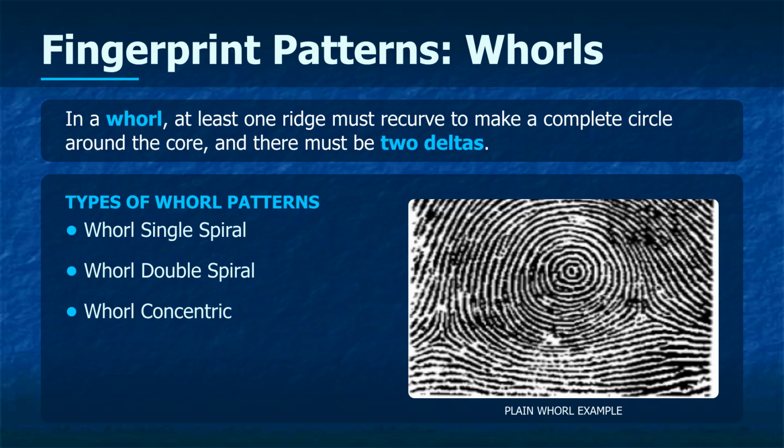Whorl patterns require at least one ridge to recurve, forming a complete circle around the core, and they must have two deltas. Types include single spiral, double spiral, and concentric. This image highlights the whorl double spiral, which is a specific subtype of the whorl pattern. The whorl concentric pattern is another distinct type within the whorl classification.